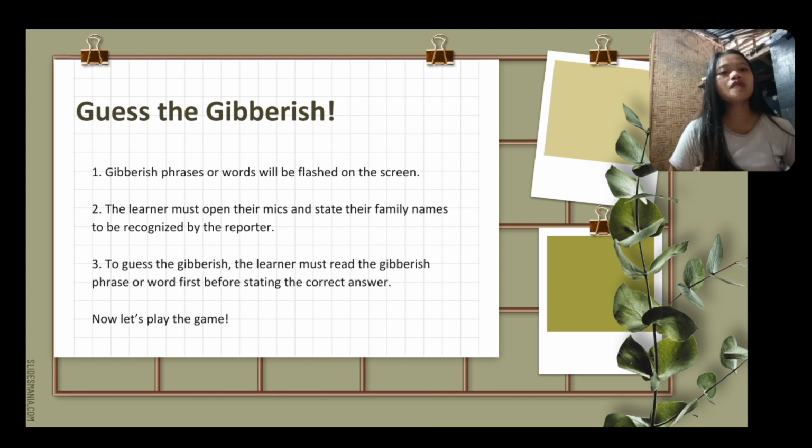But first we have a game, which is Guess the Gibberish. Here are the mechanics of the game. First, gibberish phrases or words will be flashed on the screen. Second, the learner must open their mic and state their family name to be recognized by the reporter. Third, to guess the gibberish, the learner must read the gibberish phrase or word first before stating the correct answer. So now let's play the game.